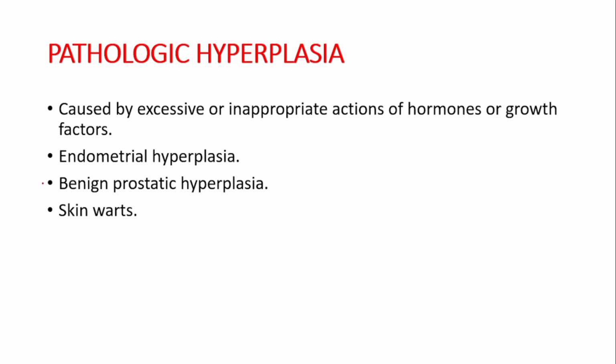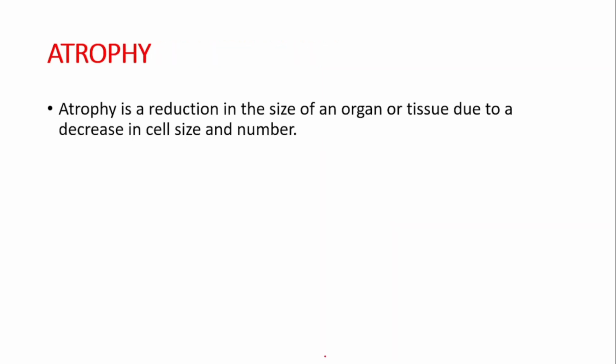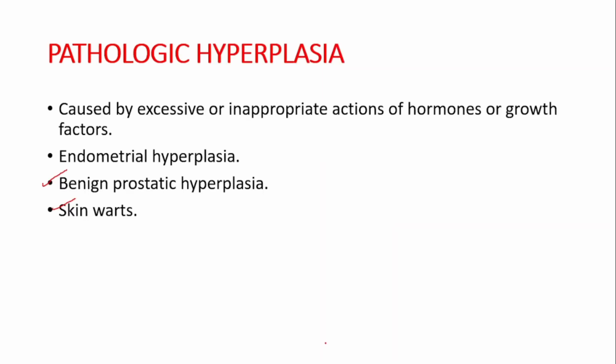The other example is BPH, that is benign prostatic hyperplasia. It is also a hormone-induced hyperplasia of the prostate gland by androgens. And skin warts: viral infections such as papillomavirus lead to skin warts. Whenever the cells are undergoing increased cell division, that is hyperplasia, they are at risk of developing genetic aberrations which can lead to the development of cancer.